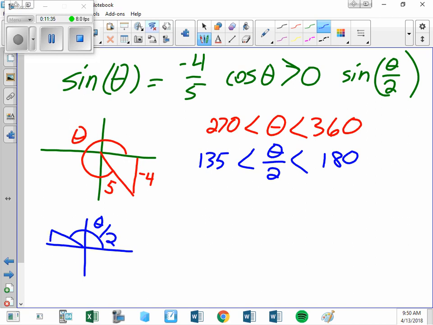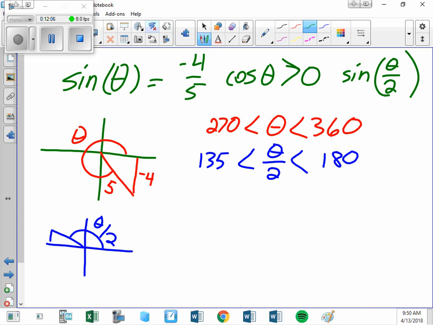If you start in quadrant 1 and you cut it in half, what quadrant are you in? 1. If you start in quadrant 2 and cut it in half, what quadrant are you in? Still 1, the top half of 1. And 3 cut in half is 2, and 4 cut in half is also 2. Unless you do angles bigger than 360, which it doesn't look like they do. Exactly.